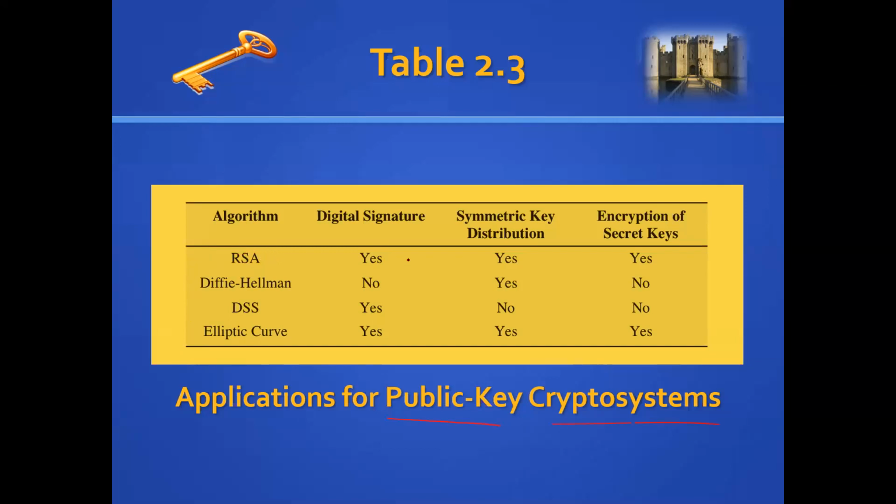Notice that you can do digital signatures with RSA. You can distribute the symmetric key, which is the main goal. And there's encryption of secret keys as well, right? So it's very helpful for a lot of things. And the other ones, they might have limits. Elliptic curves here seems to have the same properties or capabilities as RSA.